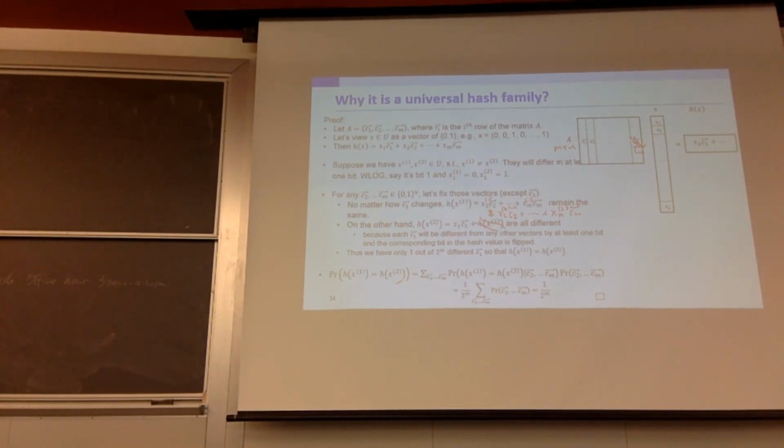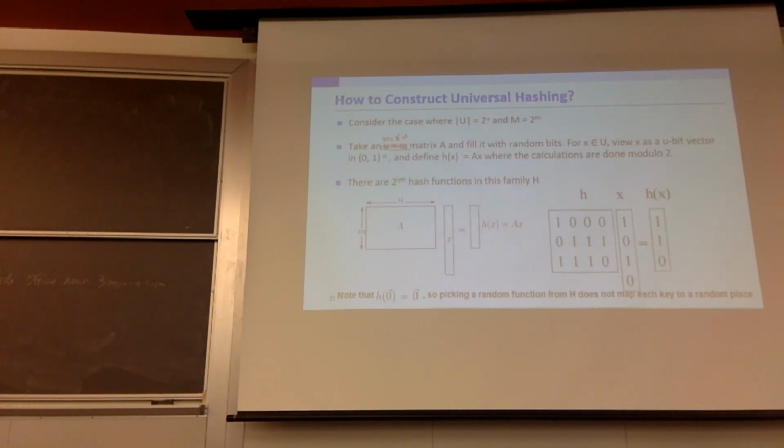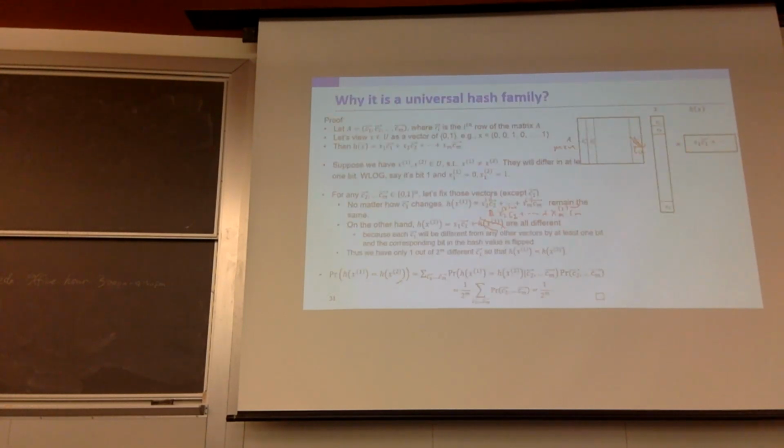Okay, so I'll post a fix for this on Canvas, so don't mind that. But be careful if you are looking at the old version of the slide. And also this one should be fixed. This is not u times n, it's n times u instead. So that's the construction of the universal hash function, universal hash family.